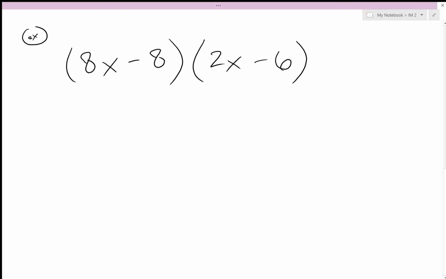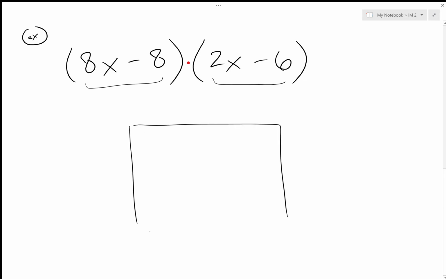All right, let's take a look at another one. Let's say we have 8x minus 8 and 2x minus 6. Again, it's two binomials being multiplied together because those two parentheses are touching. That's a multiplication problem. This time I'm not going to use FOIL. I'm going to use something that maybe helps us out a little bit more in future problems. So I've got a 2 by 2, and I'm going to create a 2 by 2 table here.